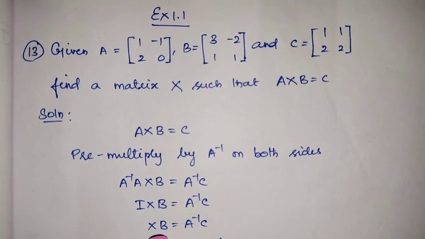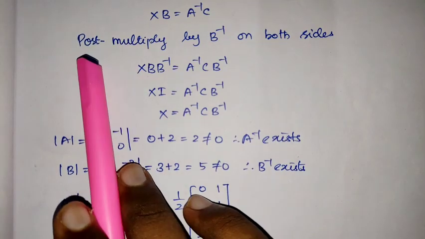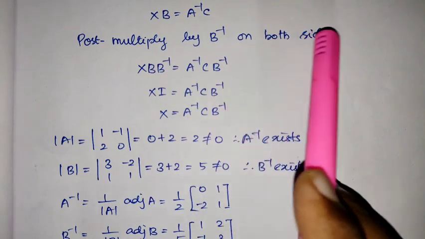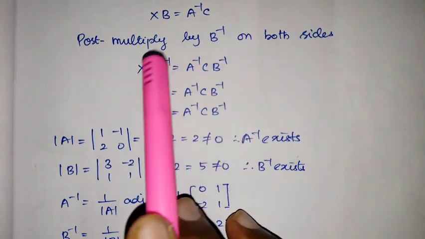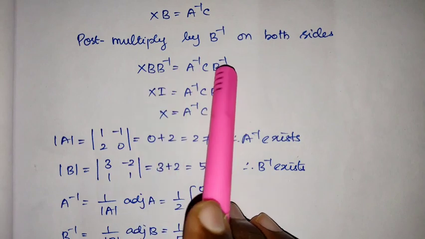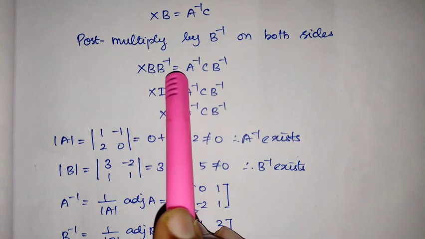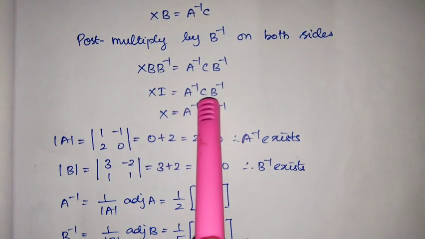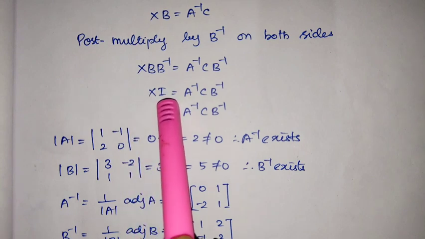Now what do you have to do? We have to remove this B. So we are supposed to multiply what? B inverse. Okay, so multiply by B inverse on both the sides. So B inverse on both the sides we have post-multiplied. Now B into B inverse is I. So this is as it is. And X into I is, you know that, which is X.